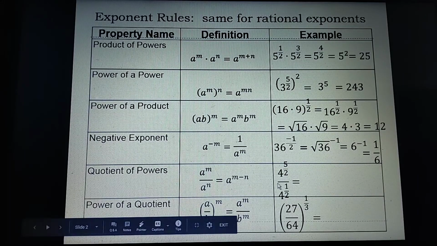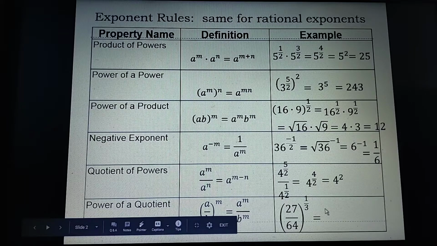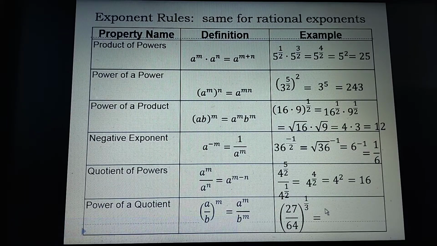All right, next one. We've got the same base. They're being divided. So you keep the base, subtract the exponents. So 5/2 minus 1/2 is 4/2. Again, we're going to simplify the 4/2 into 2. So 4 squared is 16.